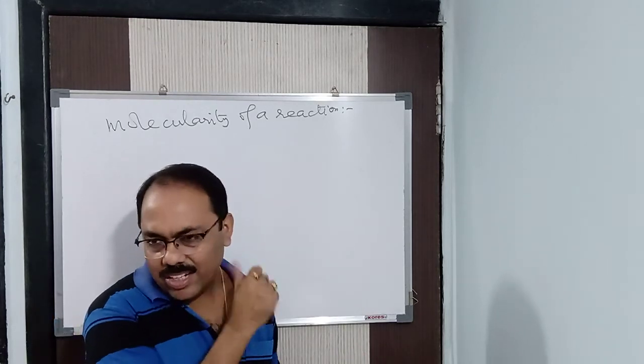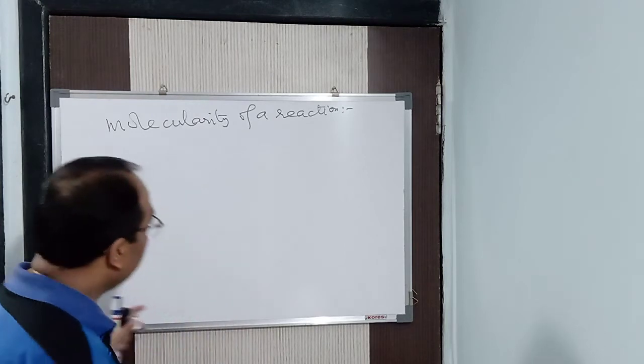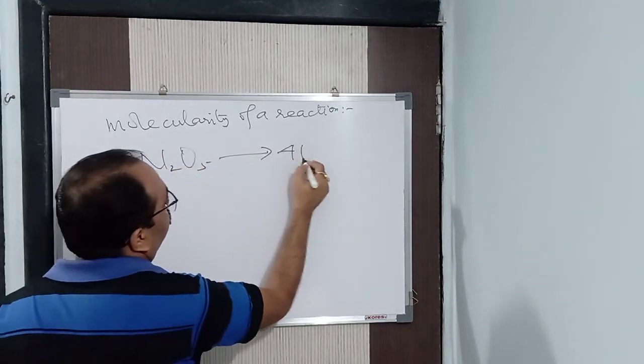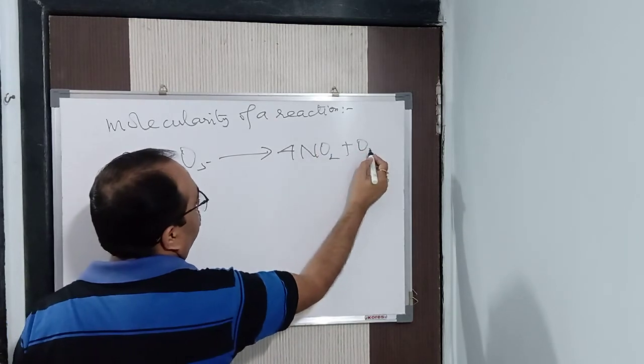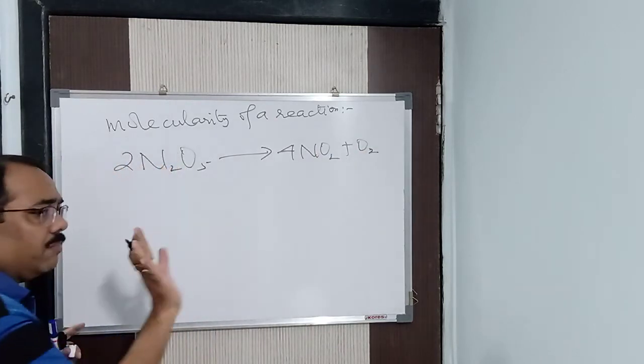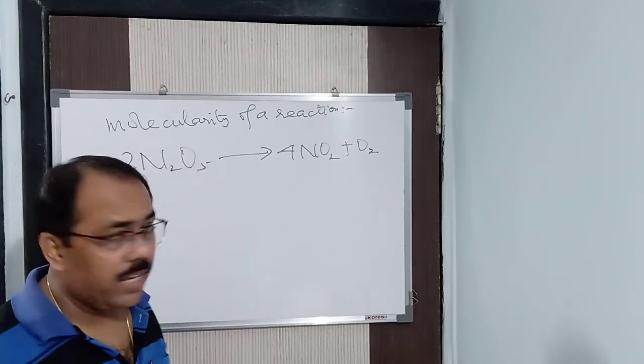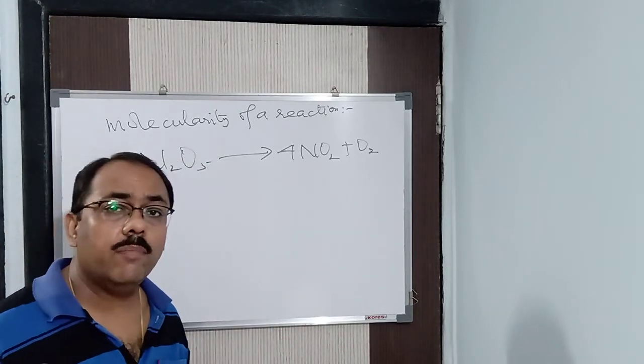Now, let me give you an example, then you will be following it. Suppose a reaction is there: 2N2O5 gives 4NO2 plus O2. It is given in one step, but it's not complete in one step. It's complete in multiple steps. It's not an elementary reaction.